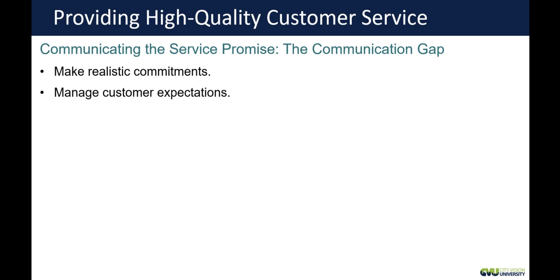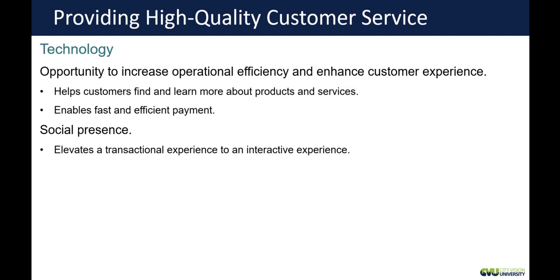I hate to say baggage, but with their own stuff. So understanding what you're committing to, understanding what the expectation is, and everything else is so important. So being very clear in this. So the communication gap, do we have any problems there? This would be managing expectations and making realistic commitments.